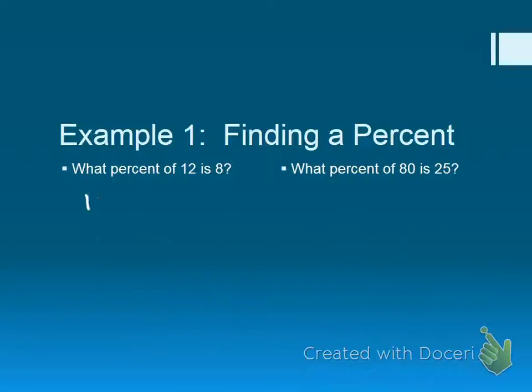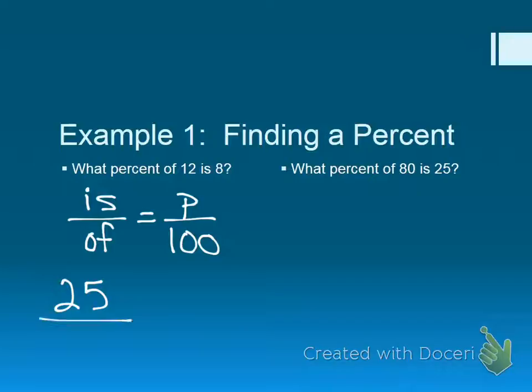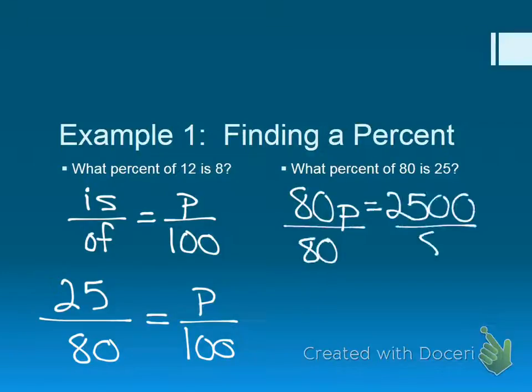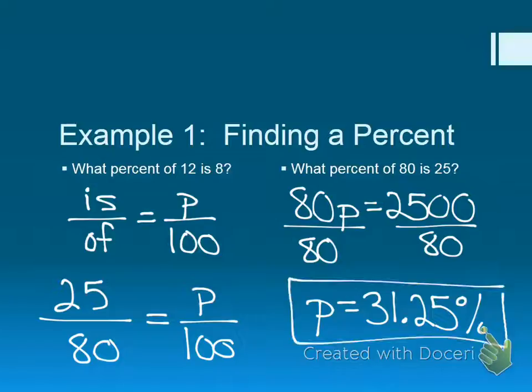All right, so now let's look at the second one. What percent of 80 is 25? I want you to try to make the substitutions into the original formula. Remember, we're using is over of equals P over 100. Substitutions, what's my is value? 25. What's my of? 80 equals P over 100. Now I do my cross products. Have you done it yet? Yes. Okay, 2,500 equals 80P. P is 31.25%.